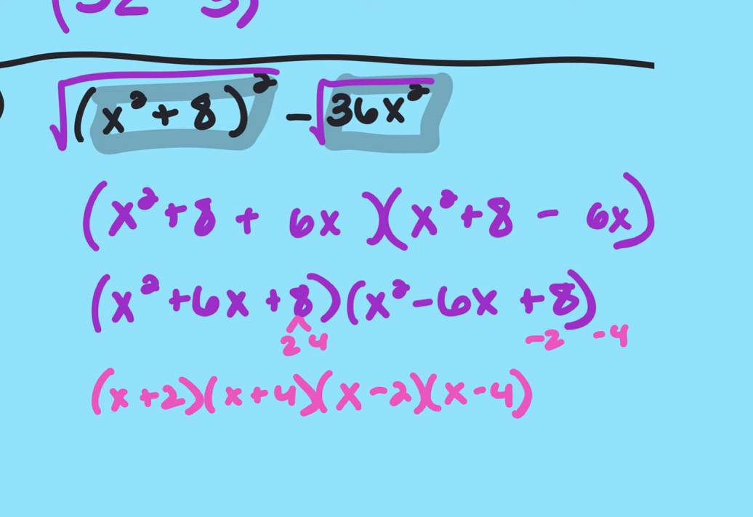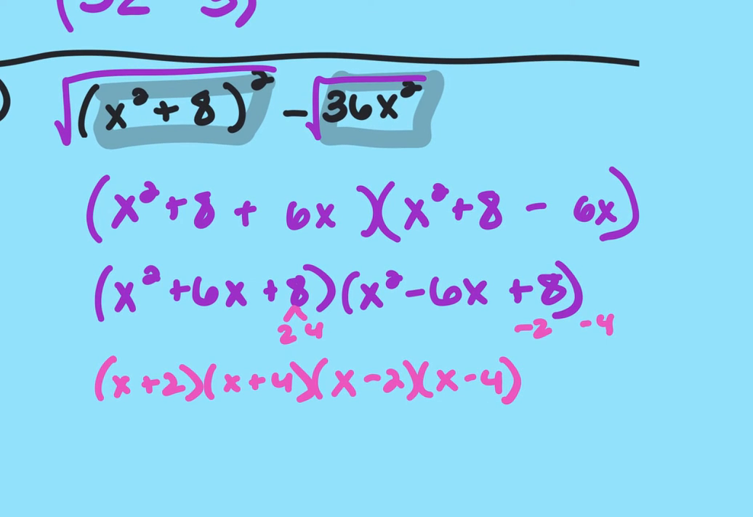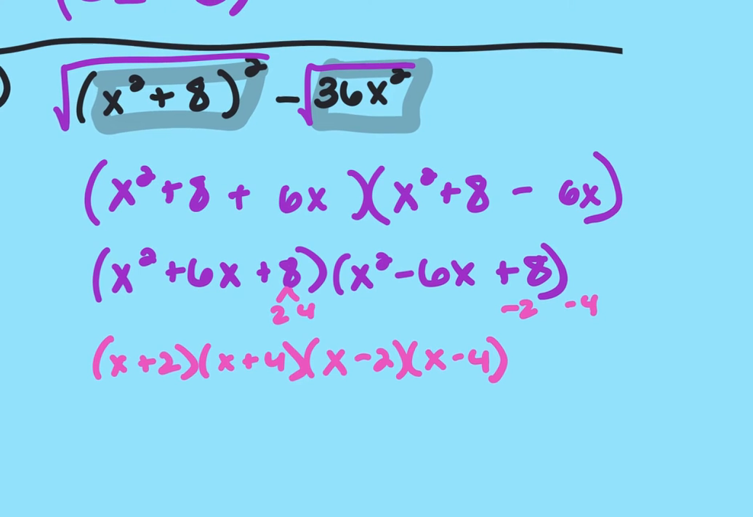Michael? You have to put parentheses between the x plus 2, x plus 4, and the x minus 2, x minus 4. Like another set of parentheses, you mean? Yeah. No. I don't know if I'd mark it wrong if you did, but you don't need to.